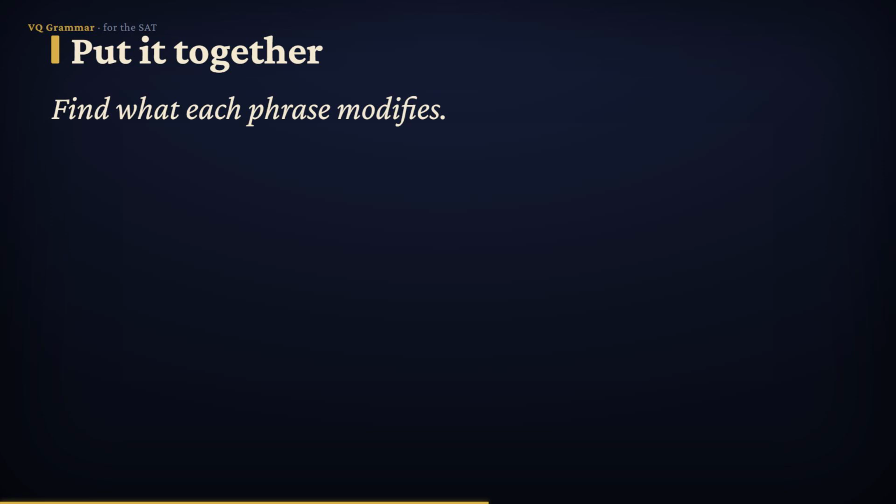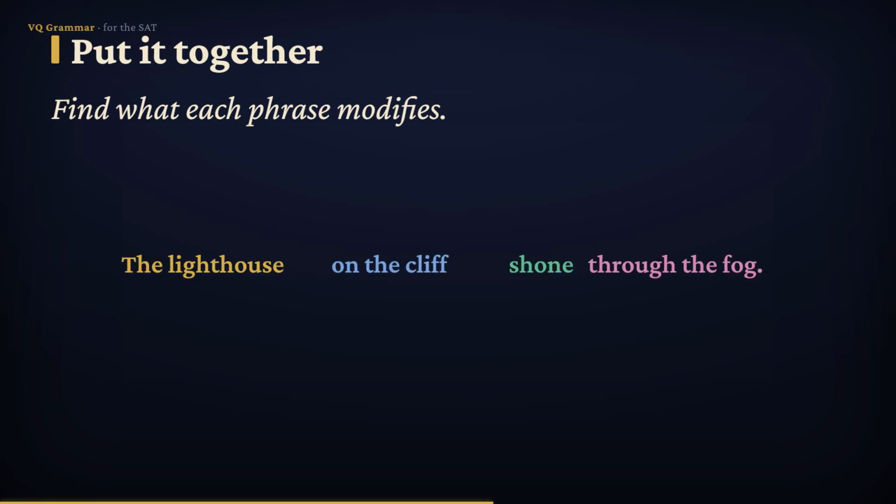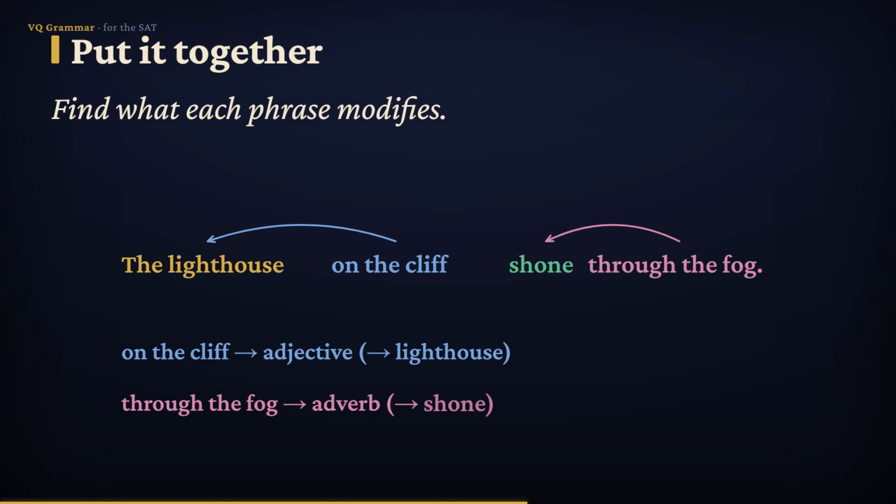Let's put it together. The lighthouse on the cliff shone through the fog. Two prepositional phrases here. On the cliff modifies the noun lighthouse, telling which lighthouse, so it's an adjective phrase. Through the fog modifies the verb shone, telling where it shone, so it's an adverb phrase. Find the word each phrase modifies, and the job becomes clear.